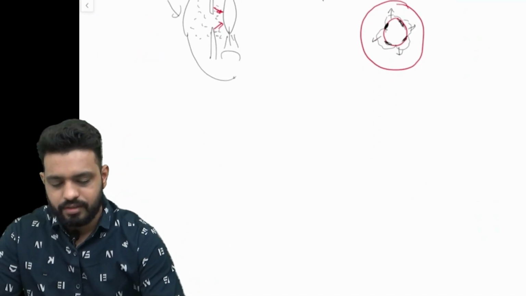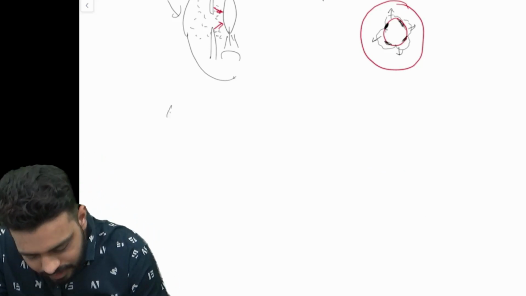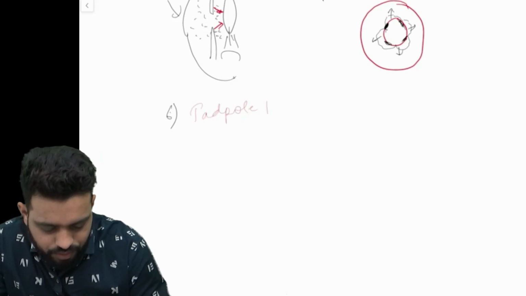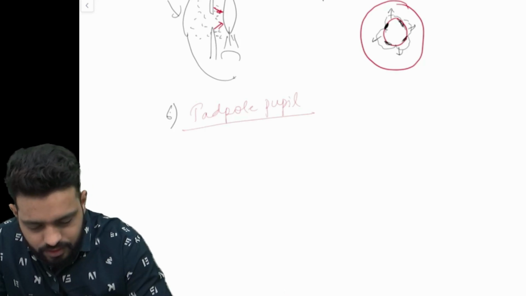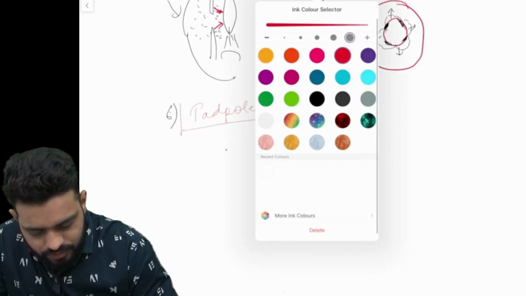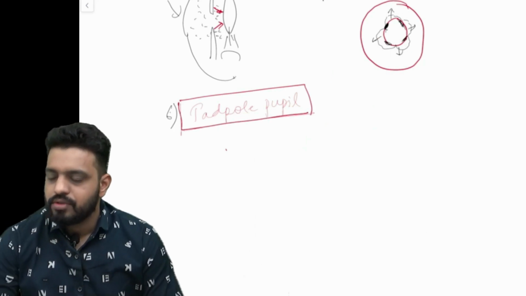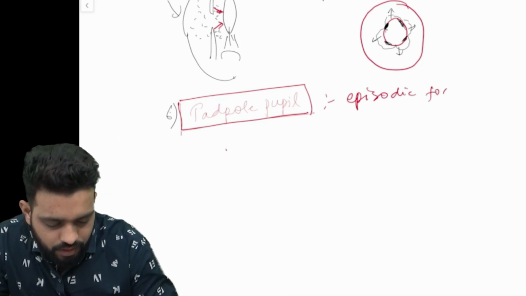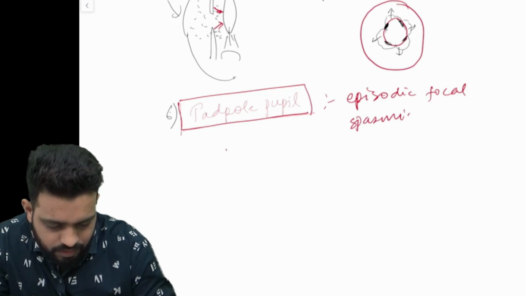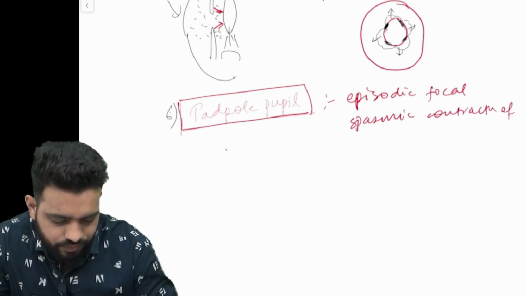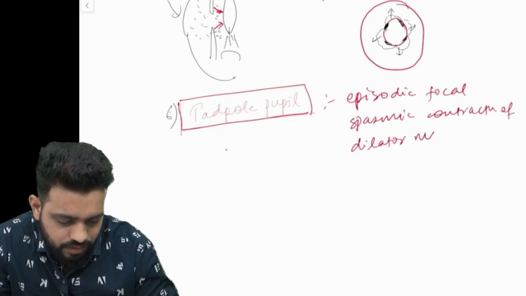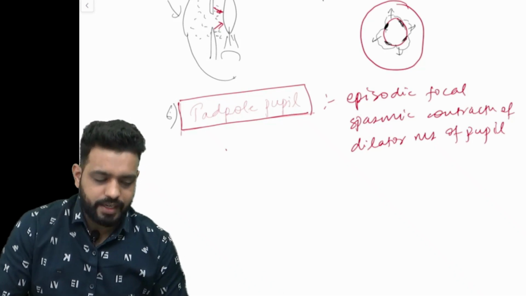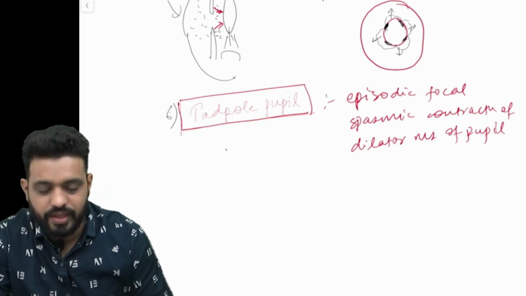Now, having done 5 types, a very rare, again, it's a high yield point, is known as tadpole pupil. Okay. Remember just the name, tadpole pupil. So what is tadpole pupil? Tadpole pupil is episodic focal spasmic contraction of dilator muscle of pupil. Just remember this is known as tadpole pupil. This is a high yield. You might get an exam or you might not get an exam. It's very, very, very rare.